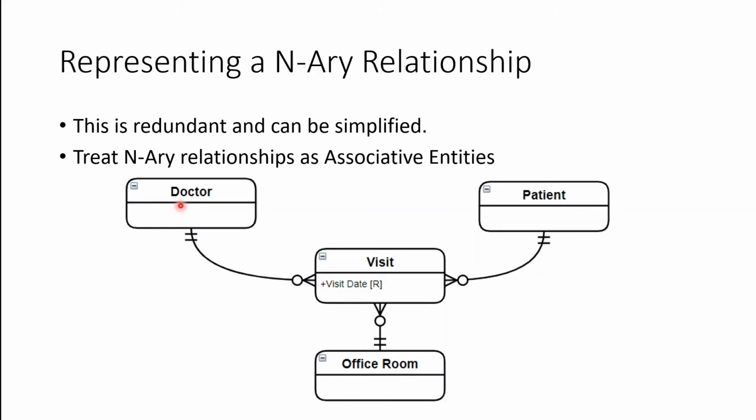Think about it this way. One doctor, Dr. Fred, makes a visit. He's visiting one patient in one office. But a patient has many visits, and in those many visits, they might be in different offices and with different doctors. Right? So it works. It looks weird, but it works. And that's the proper way to resolve those tertiary, quaternary relationships: building an associative entity and then doing your one-to-manys.